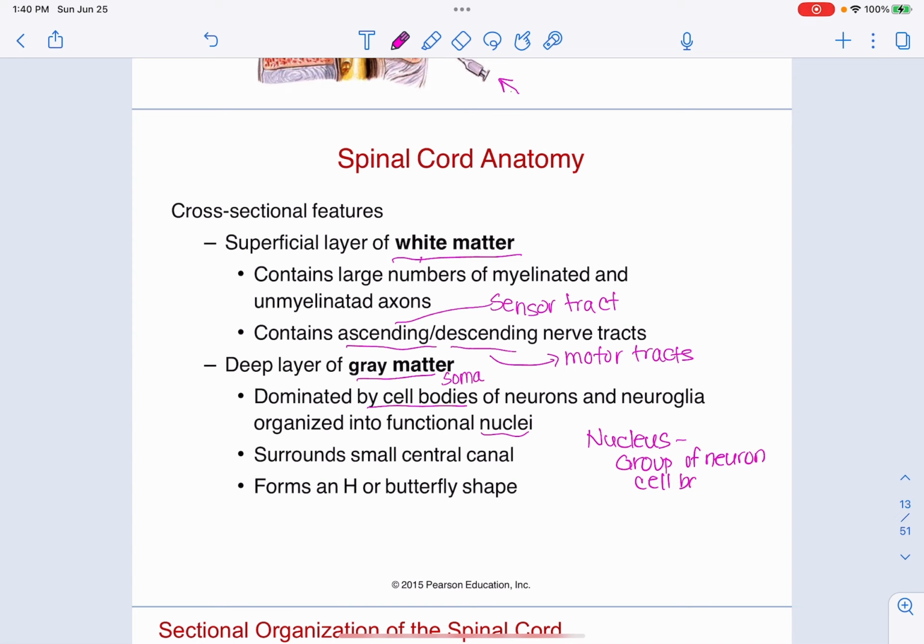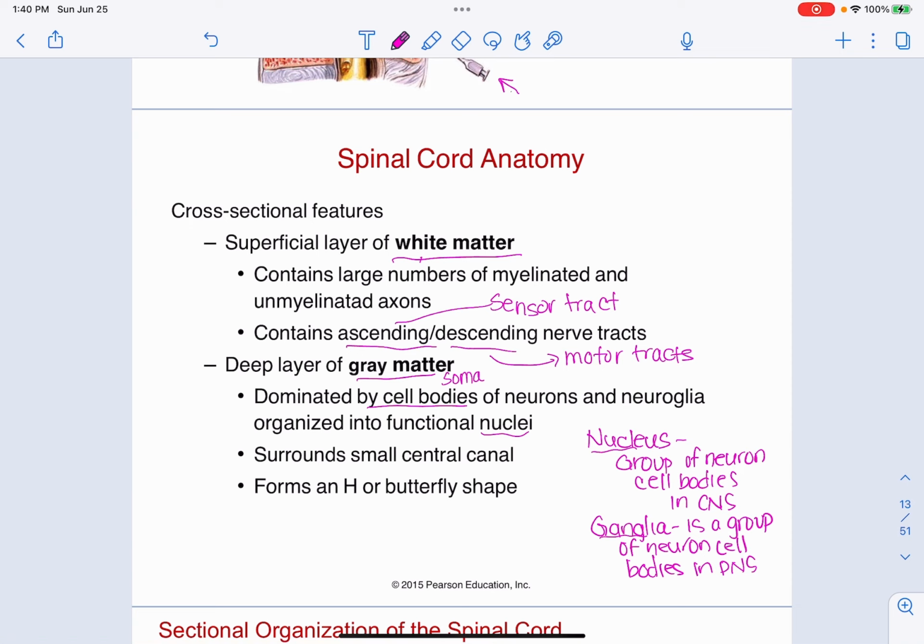They have similar functions, and they are in the central nervous system. I will go on to show you that the term ganglia is a group of neuron cell bodies in the peripheral nervous system. So let's get used to using these two words.